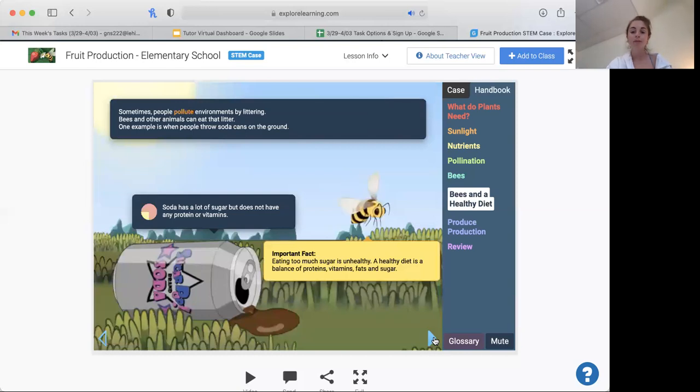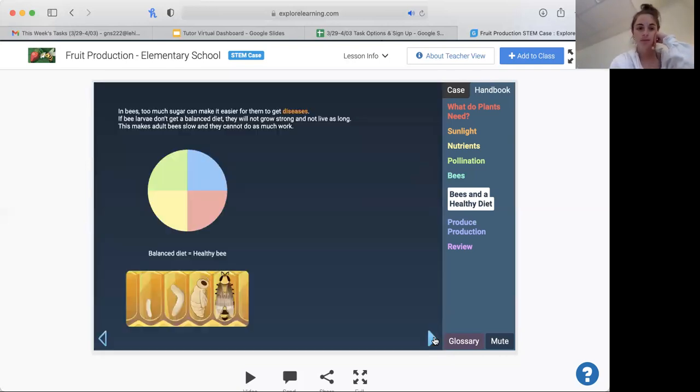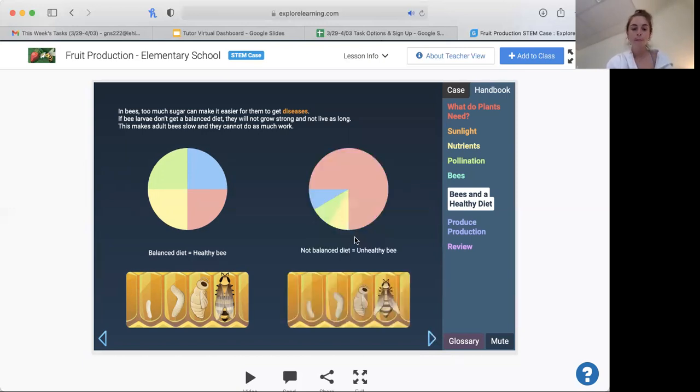Eating too much sugar is unhealthy, and a healthy diet is a balance of proteins, vitamins, fats, and sugars. In bees, too much sugar can make it easier for them to get diseases. If bee larvae don't get a balanced diet, they will not grow strong and will not live as long. This makes adult bees slow, and they cannot do as much work. An unhealthy bee comes from a non-balanced diet.